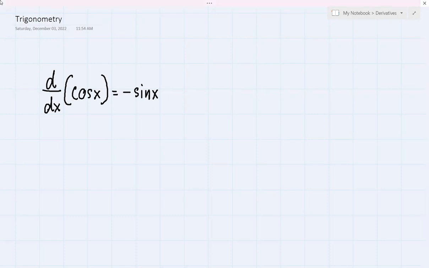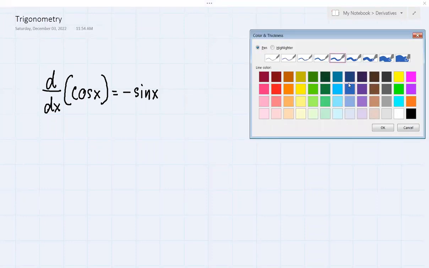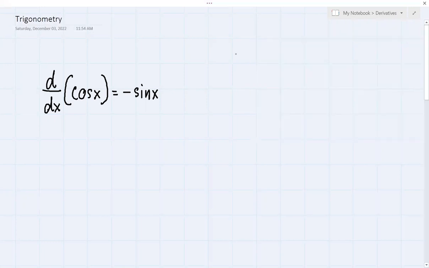Ngayon, how about we are asked to get the derivative of cosine x? So dito, ang derivative ng cosine x ay negative sin x. Yan. Alright? So kung kanina, ang derivative ng sin x ay cosine x, dito naman, kabaliktaran. Ang derivative ng cosine x ay negative sin x. So let's have some of the examples.